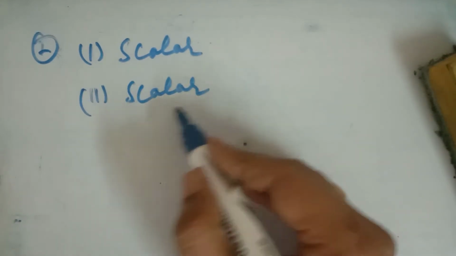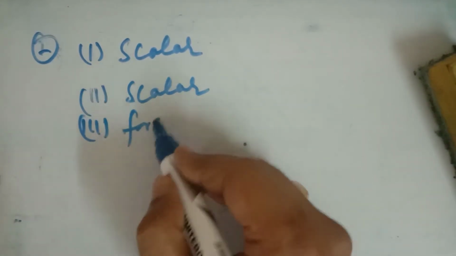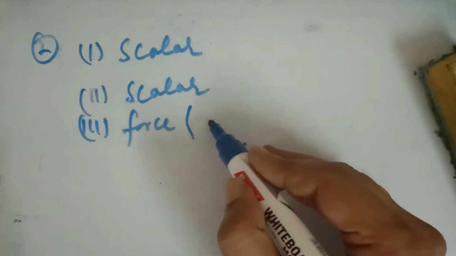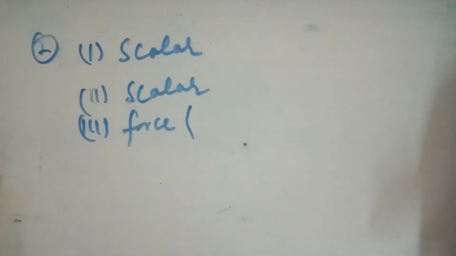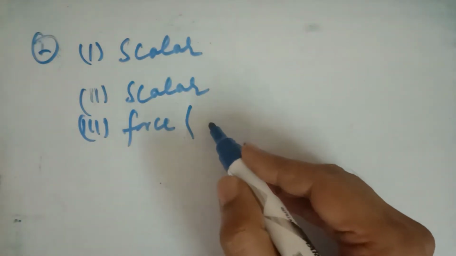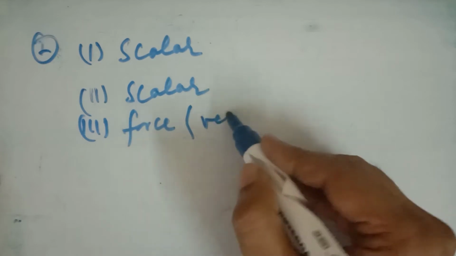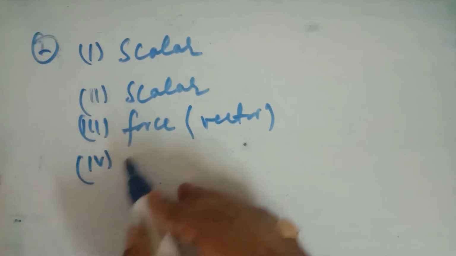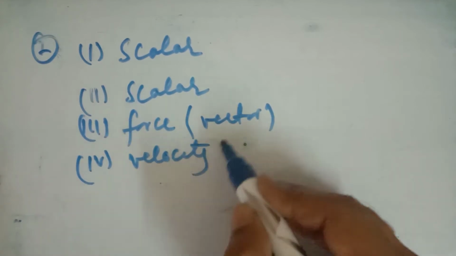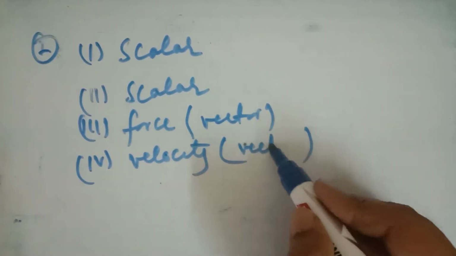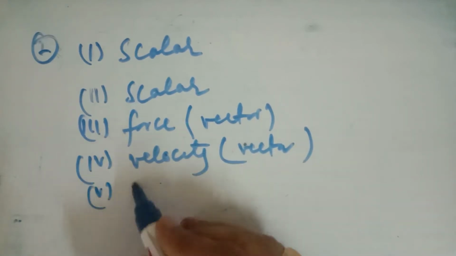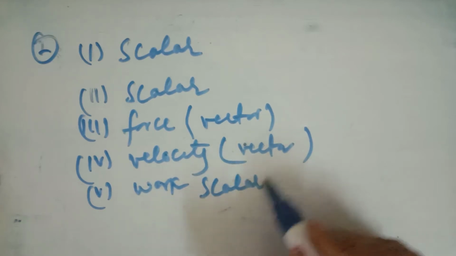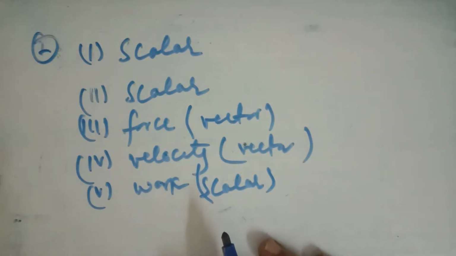Now in the third part, we have force. You know that you are a student of science, or you have done it in class 10th also. Force has a magnitude as well as a direction, displacement in a particular direction. So force is a vector quantity. Now after that, we have velocity. It is direction with speed, so it is a vector quantity. And the last one, we have work done. Work done is a scalar quantity, because work done does not depend on direction.